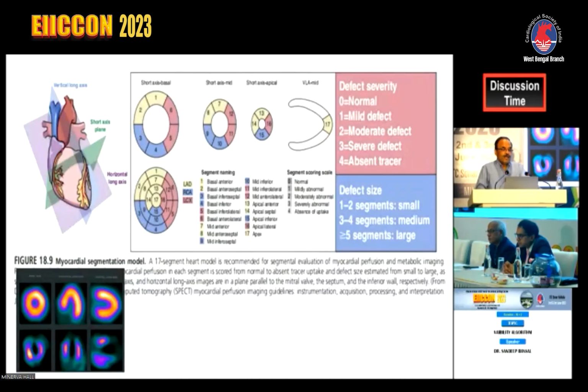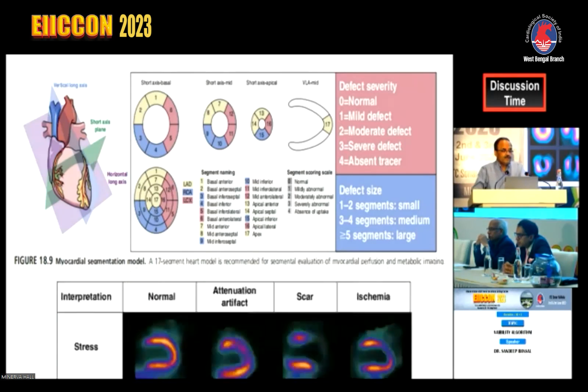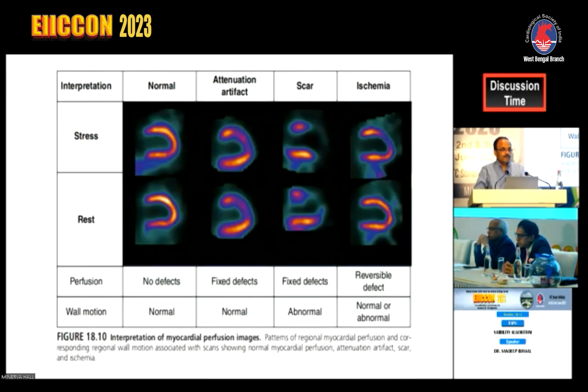Now, the thallium scans divide the segments of the myocardium in pretty much the same way as we do on echocardiography. And two things are important. What is the defect severity? As I said, it should be a more than 50% change. And what is the defect size? Because those two factors determine whether the function is going to improve or not. So this is a typical nuclear scan picture that we see.